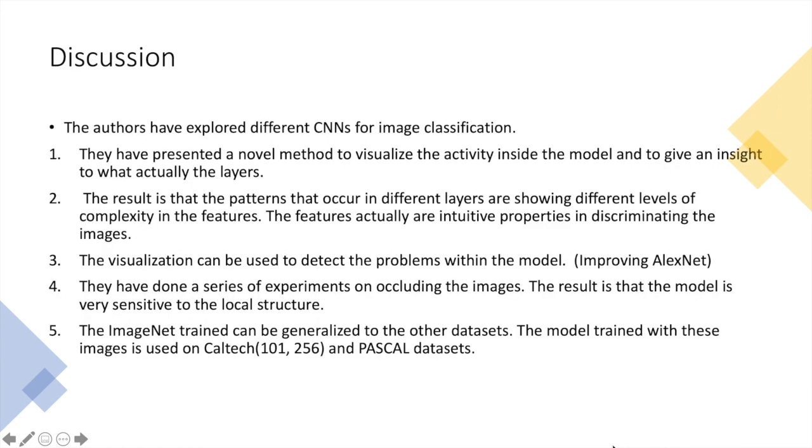In conclusion, the authors have examined the performance of different CNNs for image classification. They have presented a visualization method, and they have used it to find problems in AlexNet, and they have modified the architecture to overcome these issues. They have also trained the architecture on the ImageNet dataset and showed that it has a good performance on 2 other datasets.